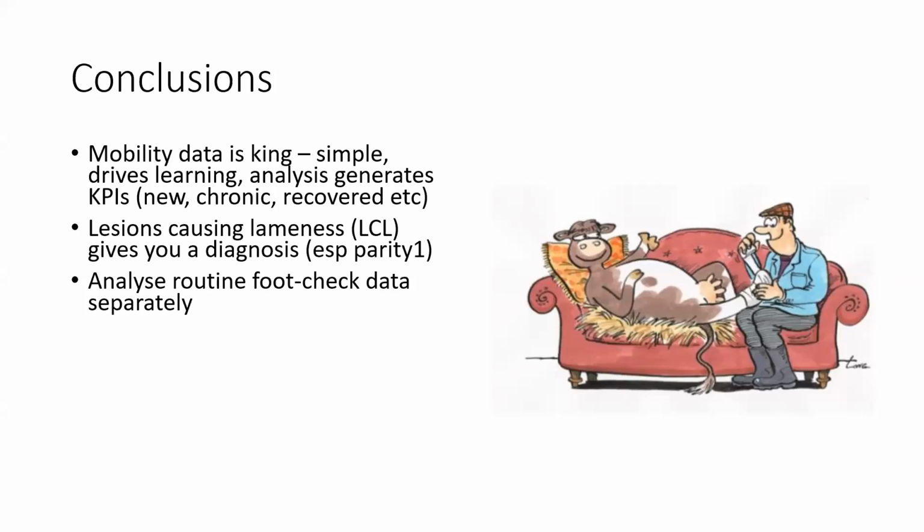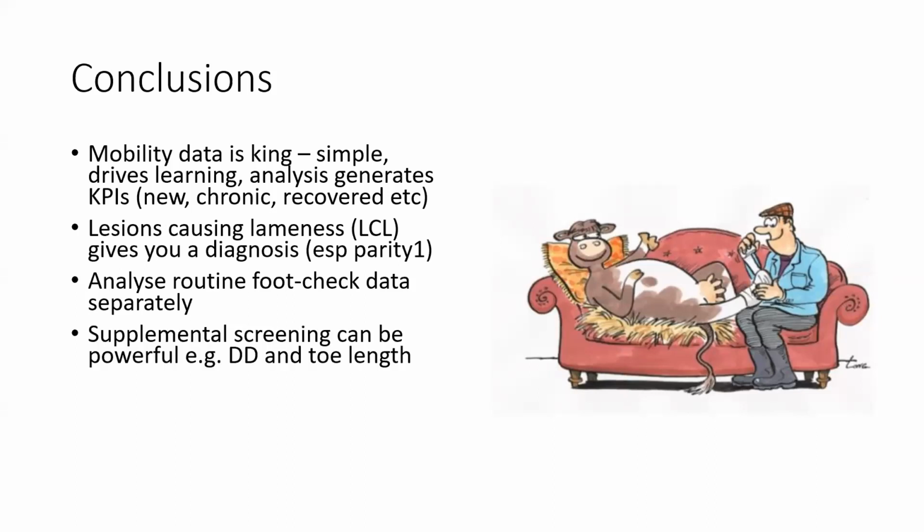So the routine foot check data, I think we can analyze separately, and we just have to be a little bit cautious about making sure that data is kept separate and that we respond to that accordingly, and that we're ensuring we've got enough capacity to make sure all the lame cows are being treated within 24 to 48 hours. That's my goal, and we can perhaps set that as a KPI. How quickly are we getting cows from the mobility score into the foot crush?